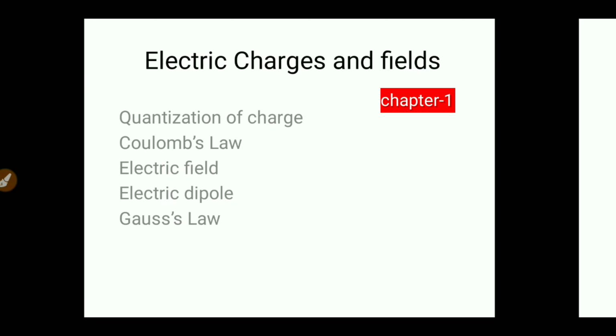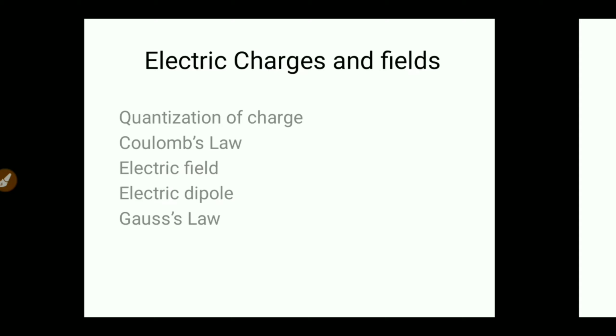Welcome class. Today we are going to discuss the first chapter of the NCERT, which is electric charges and fields. In this chapter, the major points are quantization of charge, Coulomb's law, electric field, electric dipole and Gauss law.